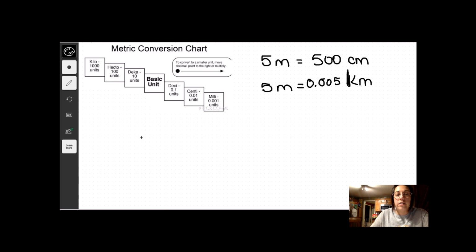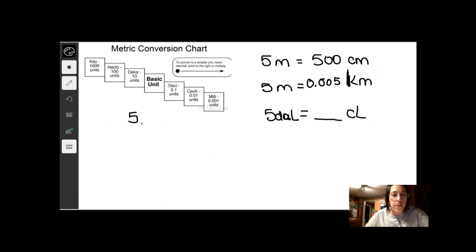Okay, so if I start with 5 decaliters, so 5 decaliters is what we're going to say we're starting with. And I want to know how many centiliters that would be.